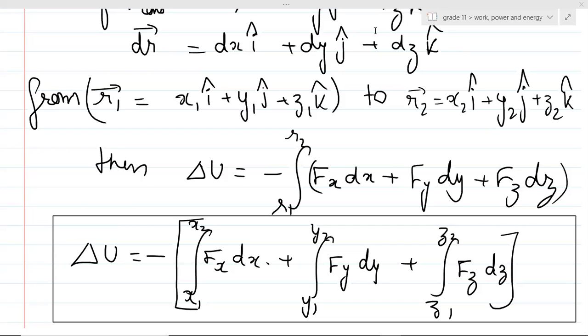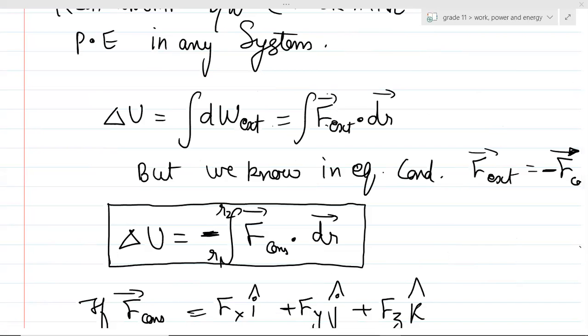So, anyways, is this clear? This formula is very important. Have a look.